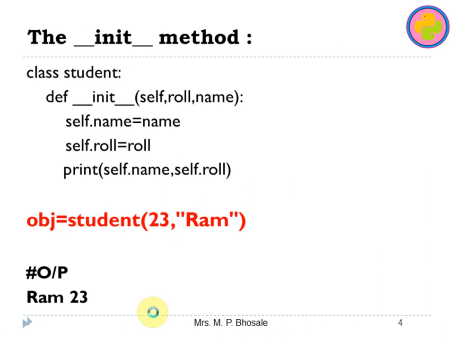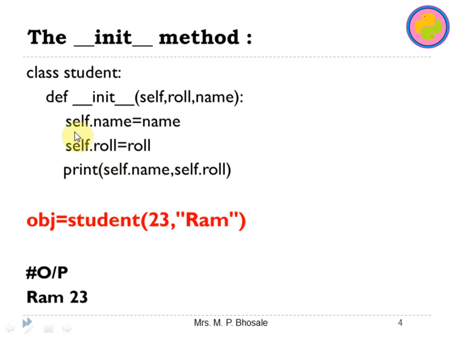One more example is there, that is class student, and then the constructor is written here. We will use here double underscore init double underscore. Here we are passing two parameters, roll and name. Self is always there, so we are just assigning this roll and name to self dot name and self dot roll number.